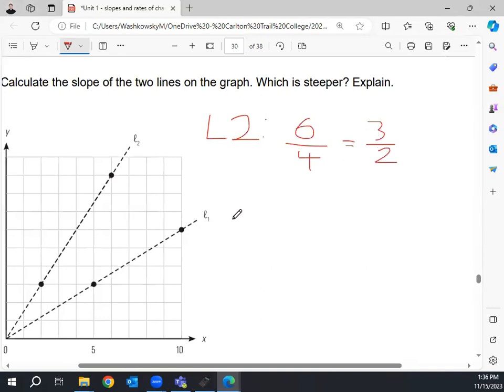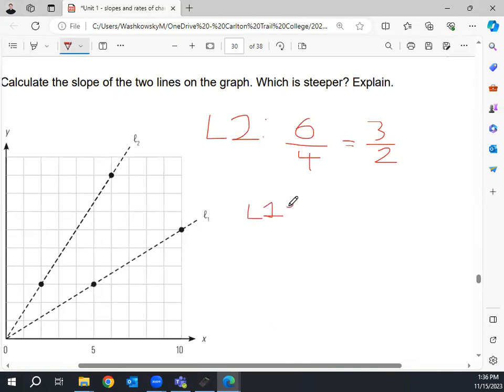Would we get marks off if we did simplify it? I will usually, unless I specifically say simplify it as much as you can. Your calculator will do that for you, by the way. If you just put 6 and 4 in and press change, it will simplify it.